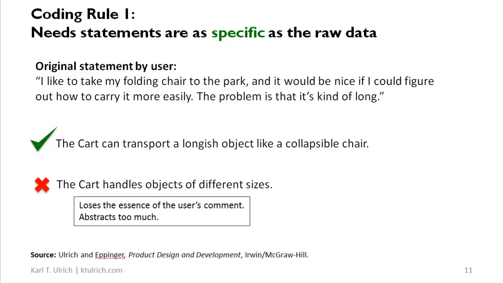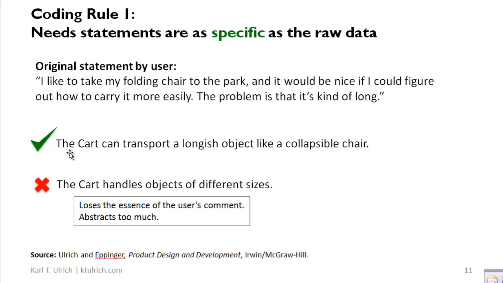His folding chair is a longish oblong object, and he very much wants to know how he could carry that more easily. So what you wouldn't want to do is to generalize that statement to say the cart handles objects of different sizes. That's an overgeneralization that loses the essence of what the user was trying to say. It abstracts too much. You've lost information when you've expressed it that way.